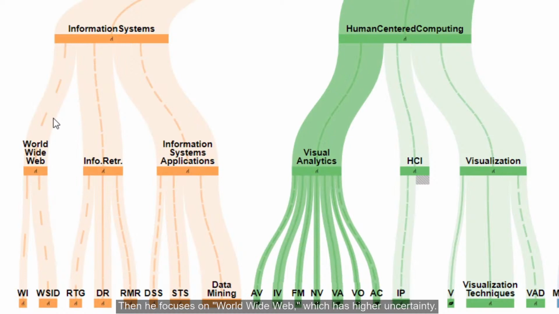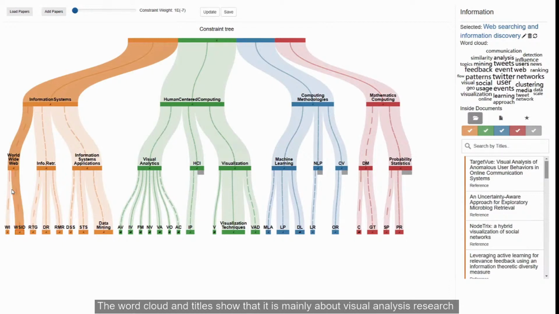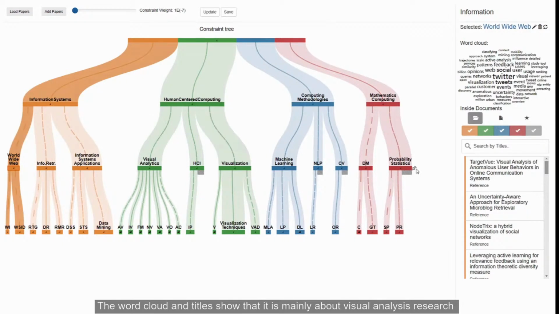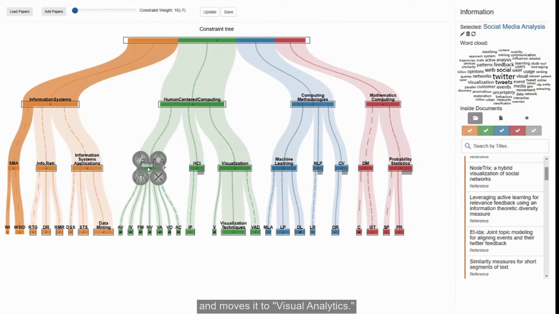Then he focuses on World Wide Web, which has higher uncertainty. The word cloud and titles show that it's mainly about visual analysis research, leveraging the social network for different tasks. So he renames it to social media analysis and moves it to visual analytics.